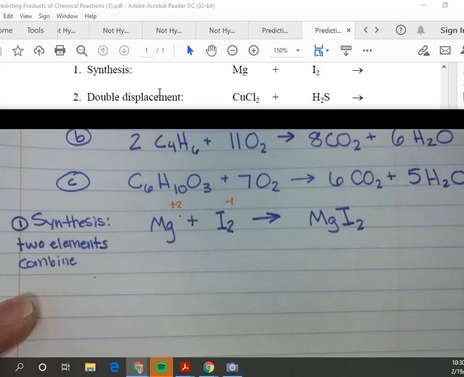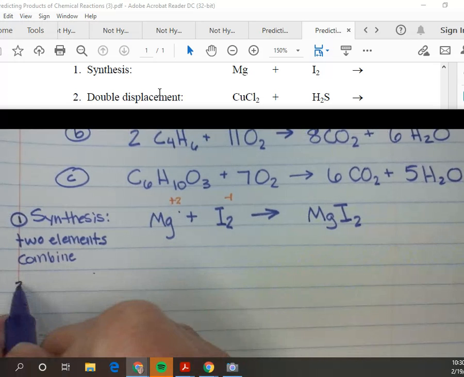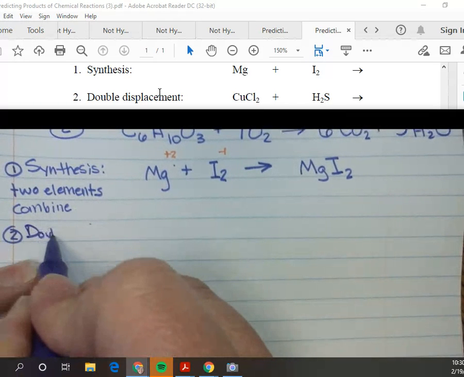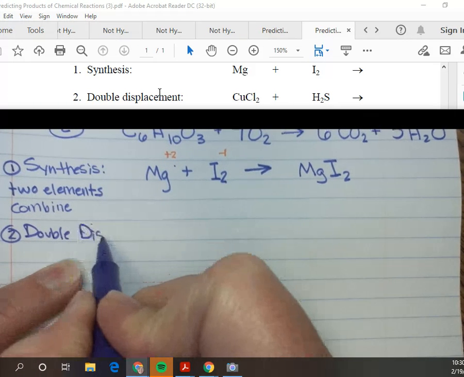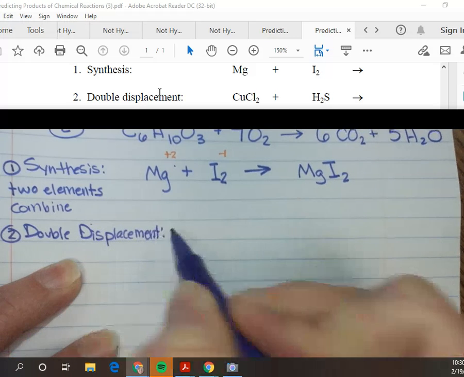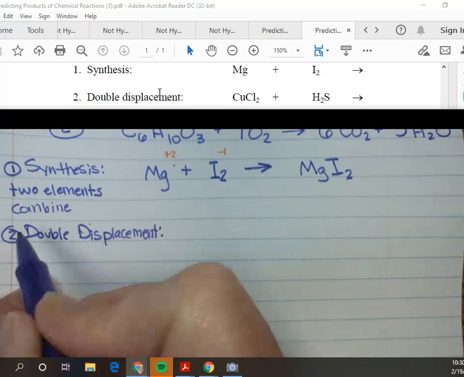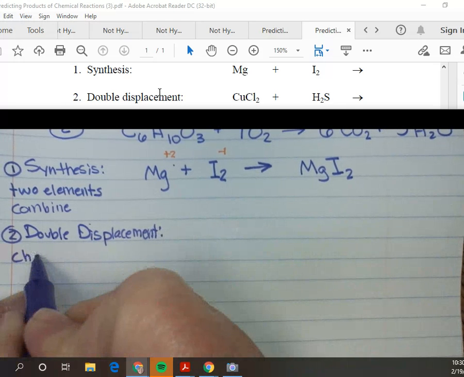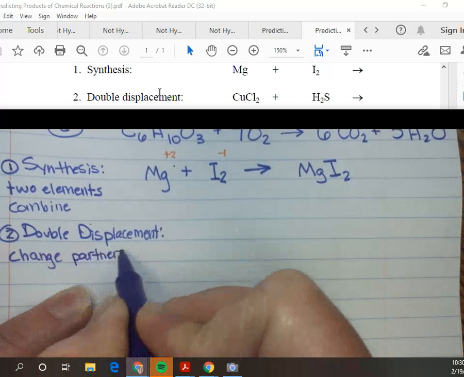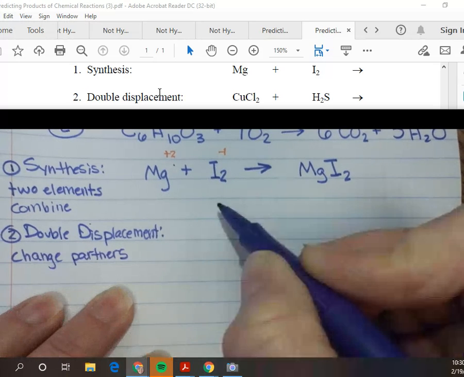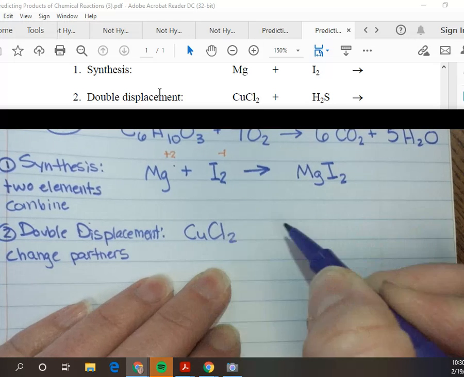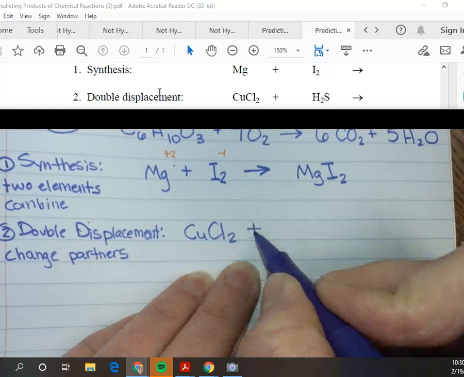Did I do that one? Yeah. All right, so double displacement. We know that double means 2. And it might be double displacement or double replacement. It doesn't really matter, whatever word you're using. But they're going to change partners. That's the easiest way to remember. And so we're given copper chloride and sulfuric acid.